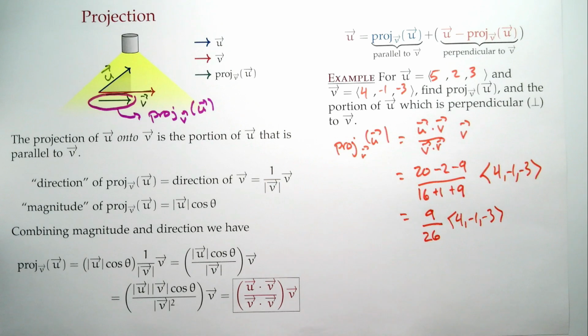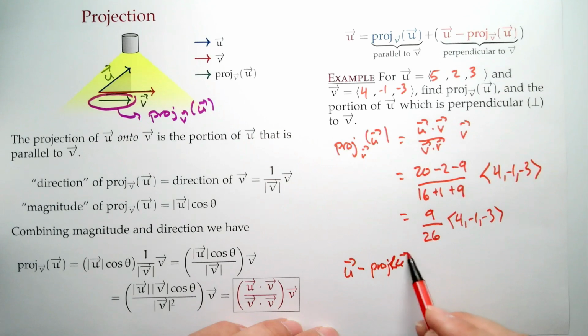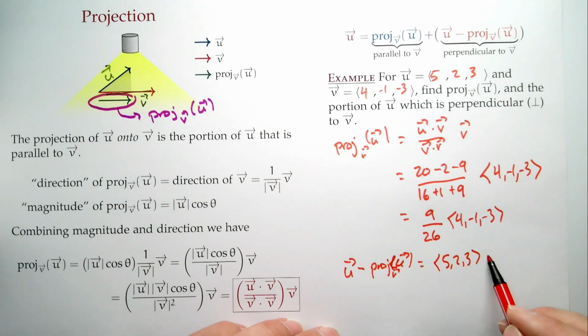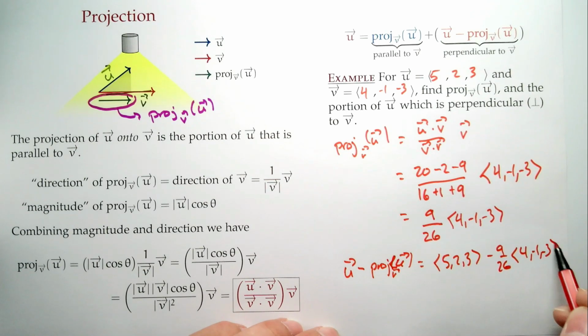And if we want to find the other part, the perpendicular part, we take the vector U and we subtract the projection. Well, we could multiply this out, but I don't think you gain much by multiplying it out. So the other part is 5, 2, 3, subtract 9 over 26 times 4, -1, -3, and that is the answer. You could simplify it, but we don't learn much by simplifying.